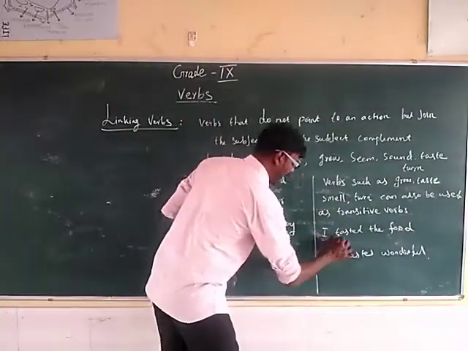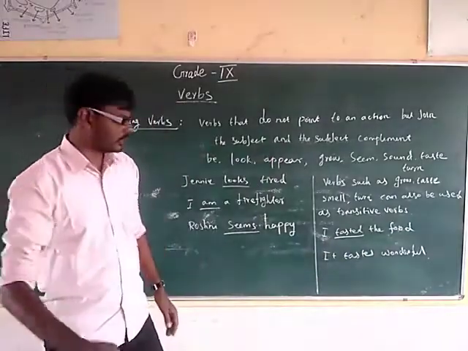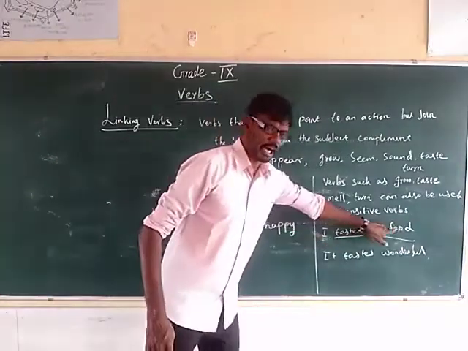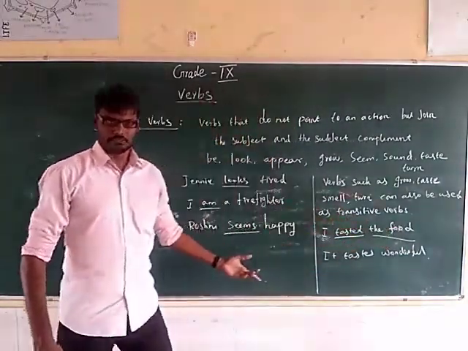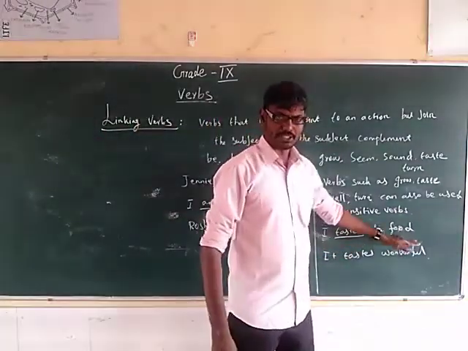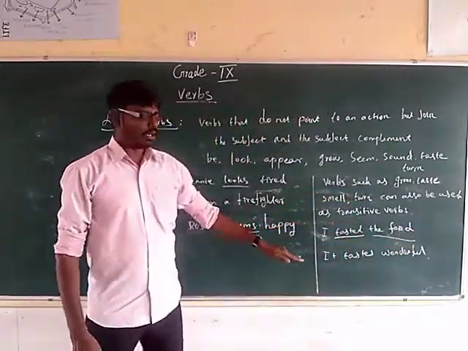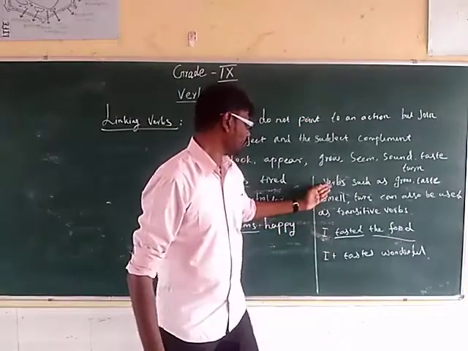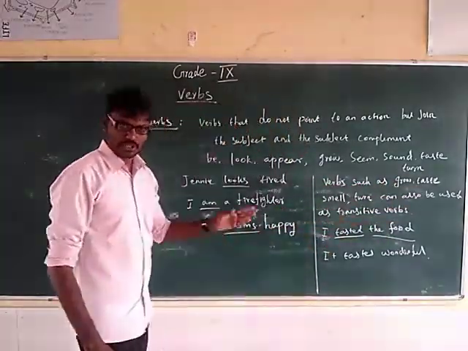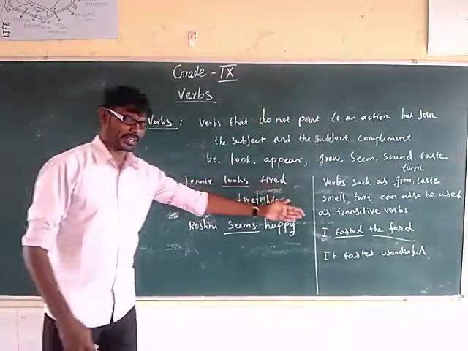How? For example, I tasted the food. I is the subject; tasted what? The food. So this is the object. The verb taste takes an object, so it is called a transitive verb. Verbs such as grow, taste, smell, turn can also be used as transitive verbs. So this is what a transitive verb is.